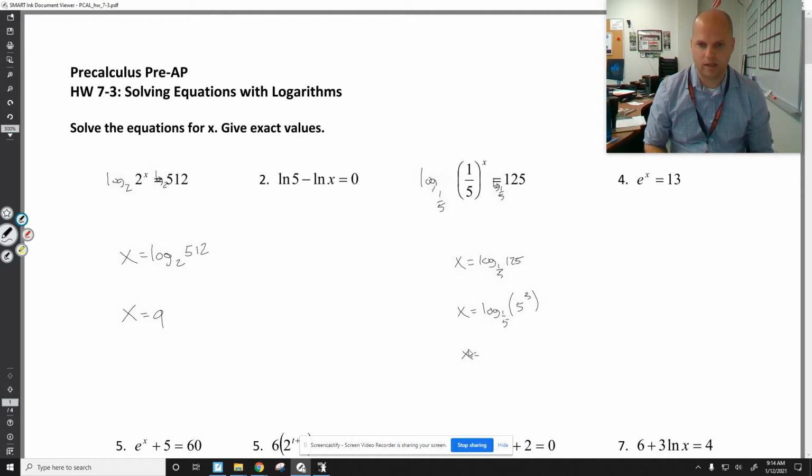But then all of a sudden I can change 5 into 1/5 to the negative power. If I put the 5 in the denominator, 1/5 to the negative first power is 5. That cubed gives me x equals log base 1/5 of 1/5 to the negative third. And that's how you get -3. So your answer to x is -3.